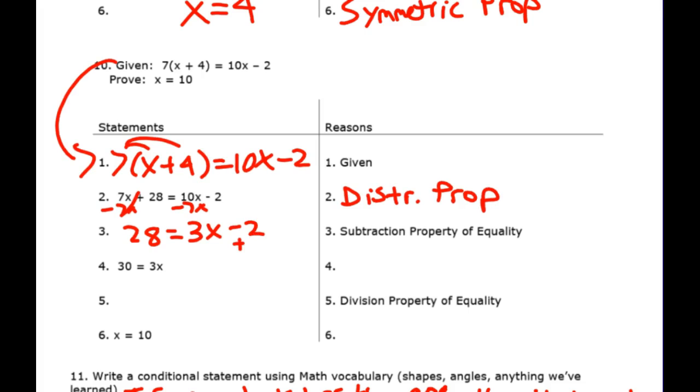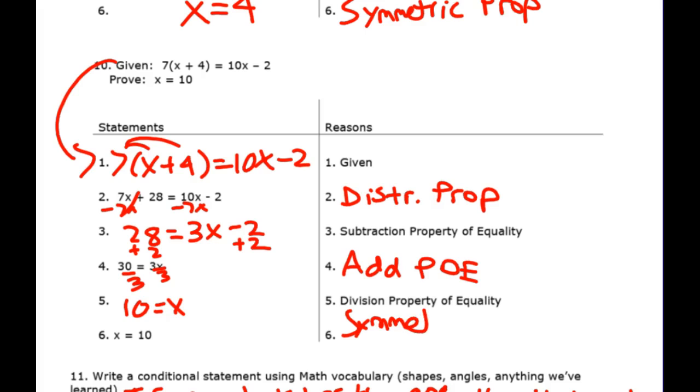Then you get rid of that loner, so add 2 to both sides to get 30, that's addition property of equality. Then you got to divide by 3 to get rid of that coefficient. That's division property of equality. You get 10 equals x. Oops, 10 equals x. And then to switch the order, that is symmetric property of equality, or just symmetric property.